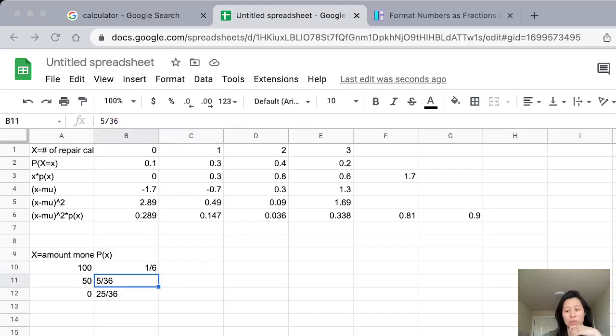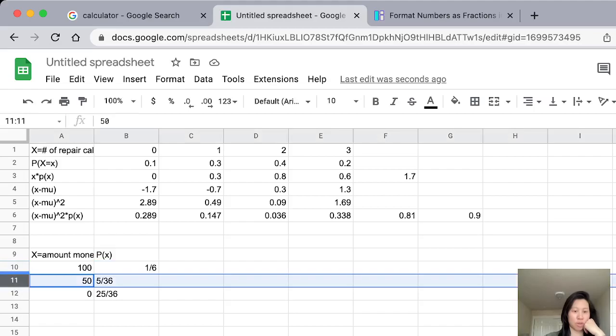Oh, so now there's a problem. You might notice that. So now let's take a look. When you type in 1/6, instead of considering it as 1/6, now it's considered what? It's a date. It's January the 6th, 2022. But we don't want the data as a date. We want it as a fraction.